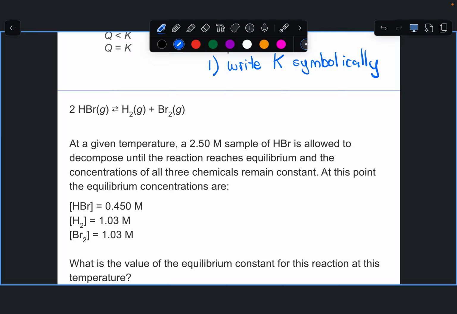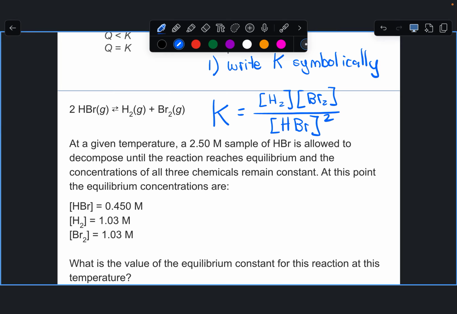So in this instance, what I mean by that is we say K is equal to products raised to their coefficients over reactants raised to their coefficients. That's what I mean. Write it symbolically. Then the second thing in the more simple problems is going to be plug in any values that you have for these and solve for whatever they're looking for. It's like you're basically writing out the equation you're going to use and then finding which variable is unknown.